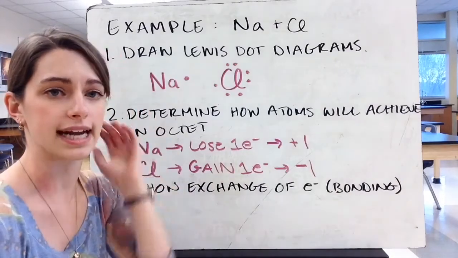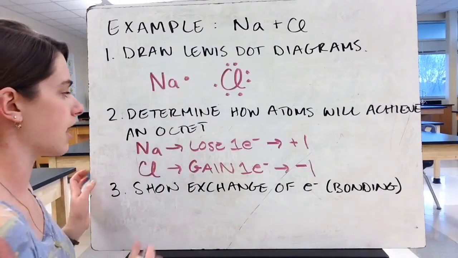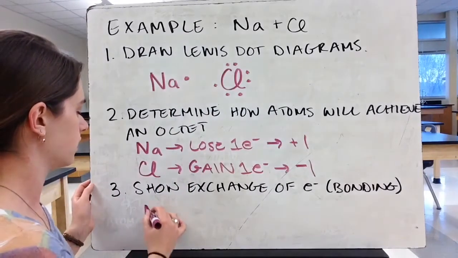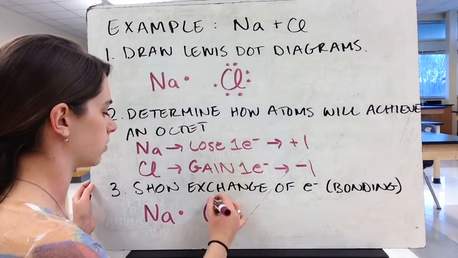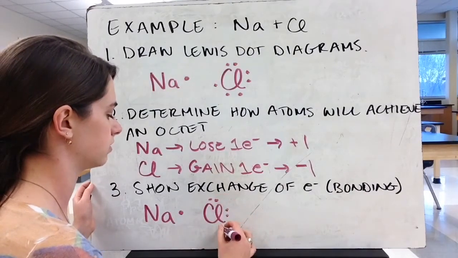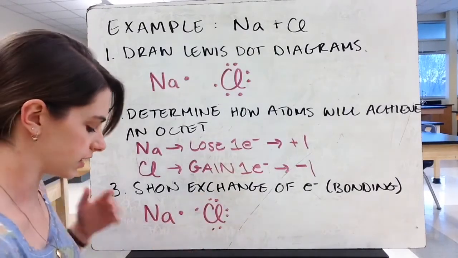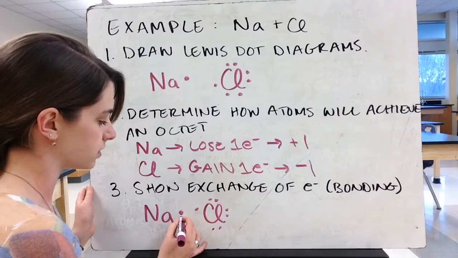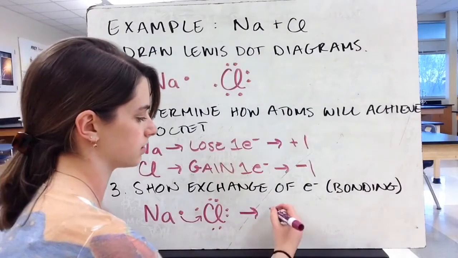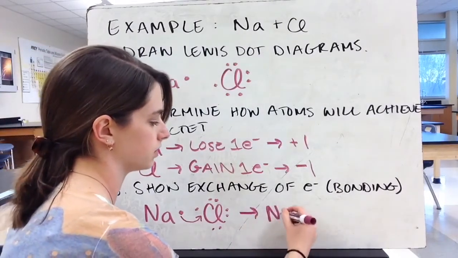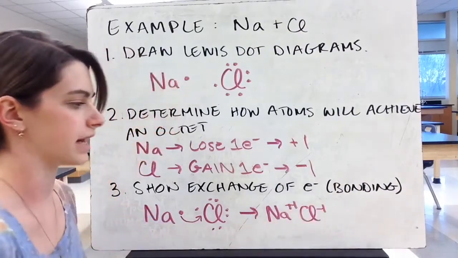So now we have to show how the bonding actually happens. So we're going to show our exchange of electrons, and this is where our dot diagrams come in. So we're going to draw sodium with its 1 valence electron, and chlorine with its 7. And we use arrows to show how the electrons are going to move. So this electron from sodium is going to go to chlorine. When this happens, we end up with sodium +1 and chlorine -1.